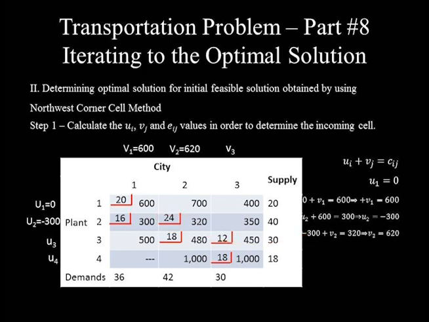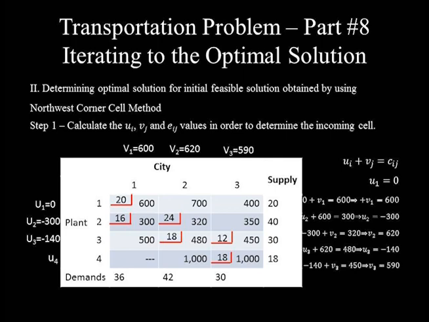By using this 620, we can calculate the third row index, that's U3, because the cell at the intersection of row 3 and column 3 is an occupied cell. So U3 plus 620 is equal to 480. This implies U3 is equal to 480 minus 620, or negative 140. The other occupied cell in this third row is the one under column 3. Thus, row 3 index, that's negative 140, plus column 3 index, that's V3, is equal to the unit cost of this cell, that's 450. This implies V3 is equal to 450 plus 140, that gives us 590.